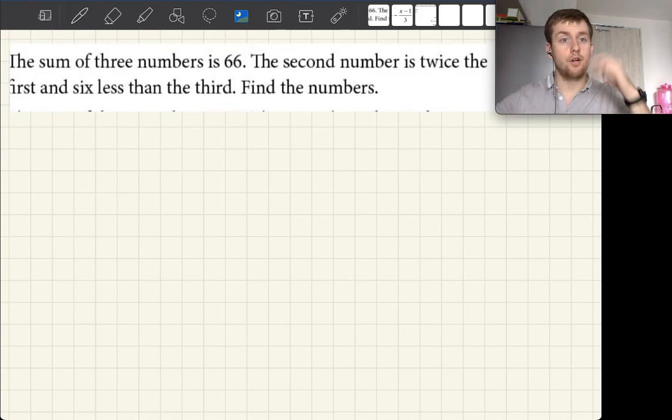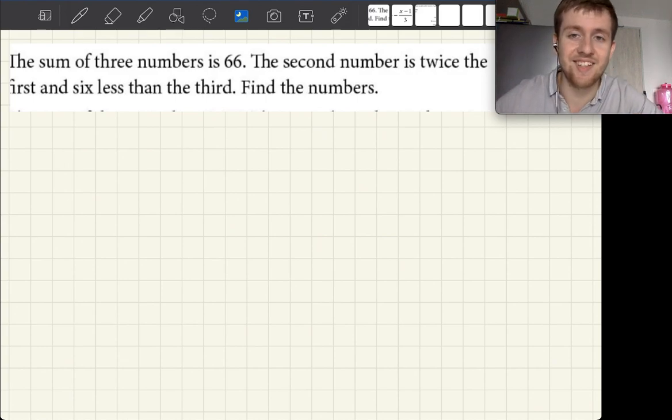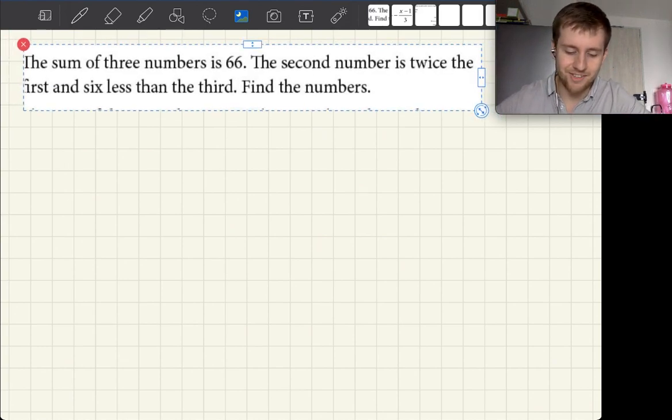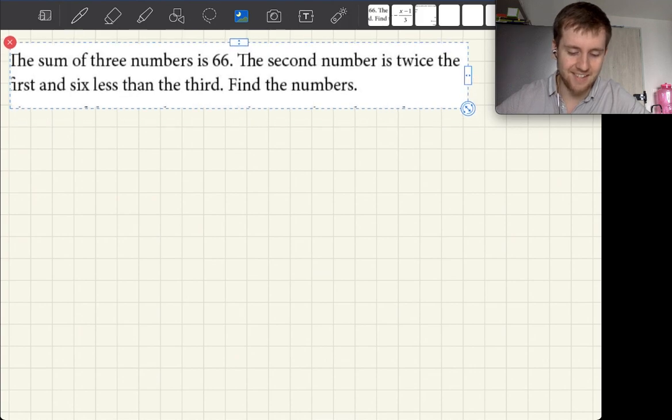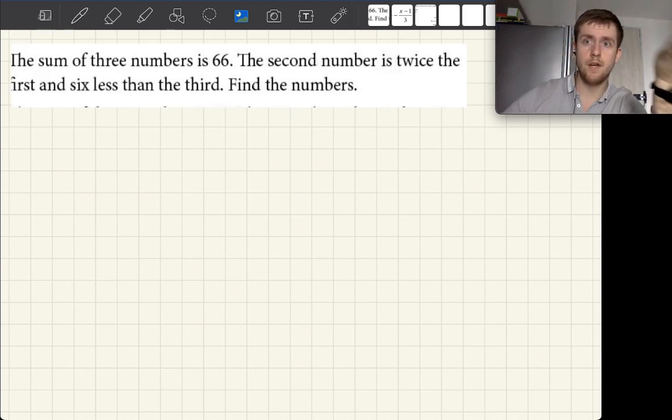Okay, so here's the question. The sum of three numbers is 66. The second number is twice the first and 6 less than the third. Find the numbers. In this case, we don't have x, we don't have y, we don't have anything basically. What do we have in this question? We have to figure out what's going to be the x in this case.